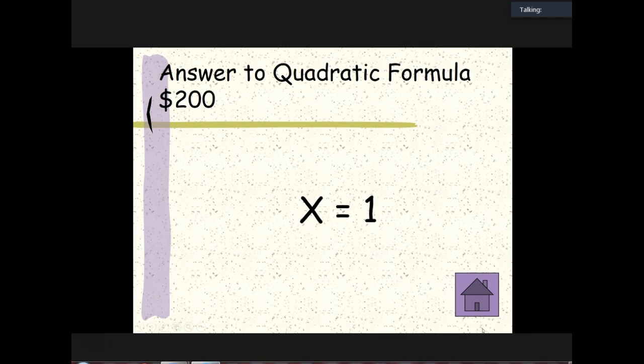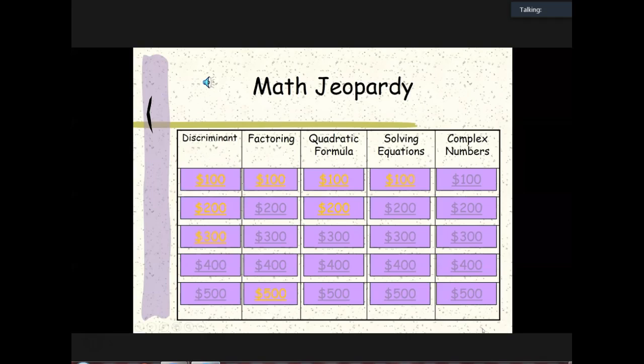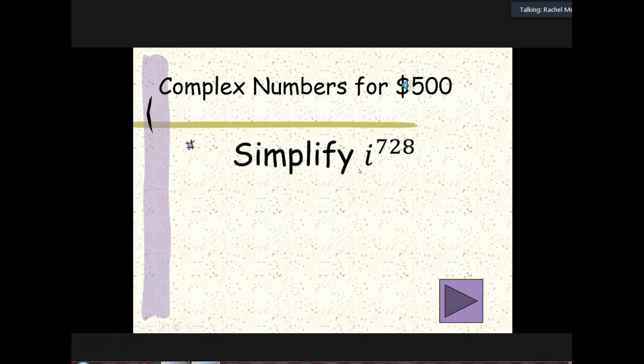Okay, let's go. Complex numbers for 500. I like it. Everybody ready? No. I'm losing. Simplify i to the 728. Did you just pick a random one, or do you know that it was? Okay, that is correct. Easy.